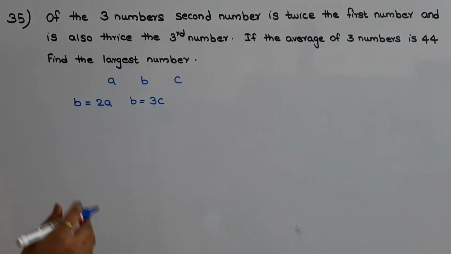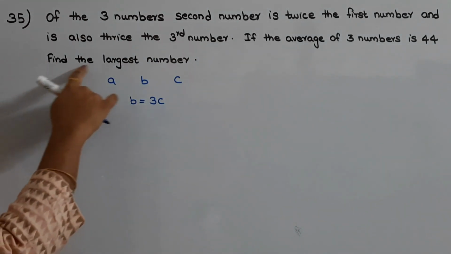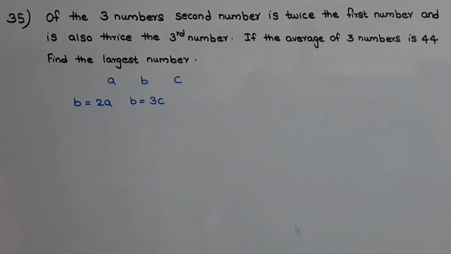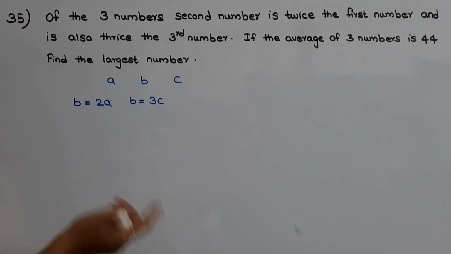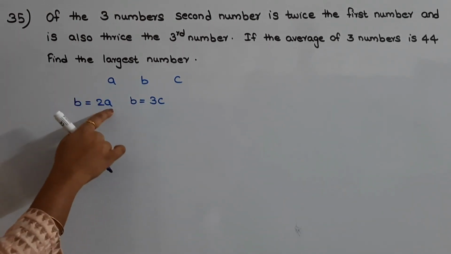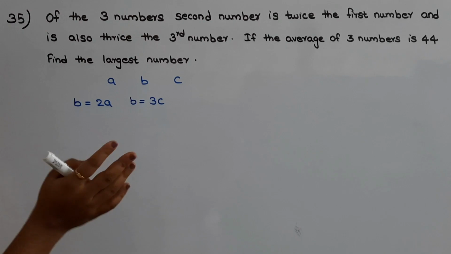Okay. Then they are telling that the average of the three numbers is 44. We need to find out the largest number. Okay. So from this we can conclude that the largest number is B, because B is twice that of A and B is thrice that of C. So B will be the largest number. So we need to find out the value of B.